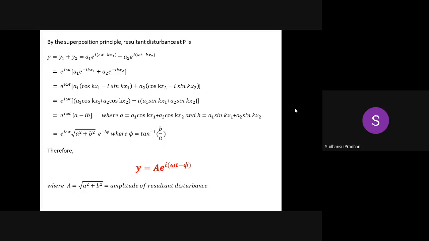So I think I got it. What you got? a1 square plus a2 square plus 2a1 a2 cos (kx1 minus kx2). How do you do that? Cos of what? What formula did you apply? So cos a minus b. Cos A minus B. Okay, let's wait for others.